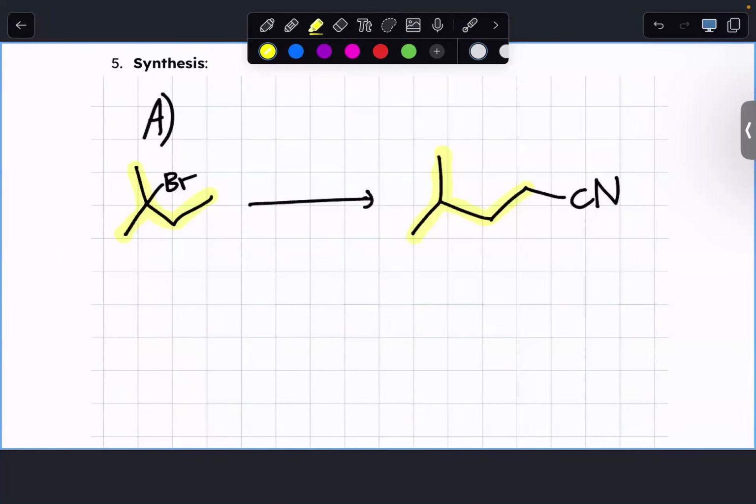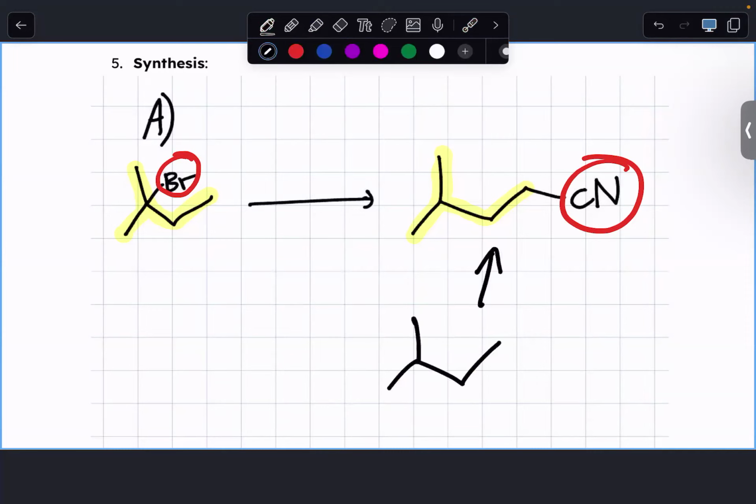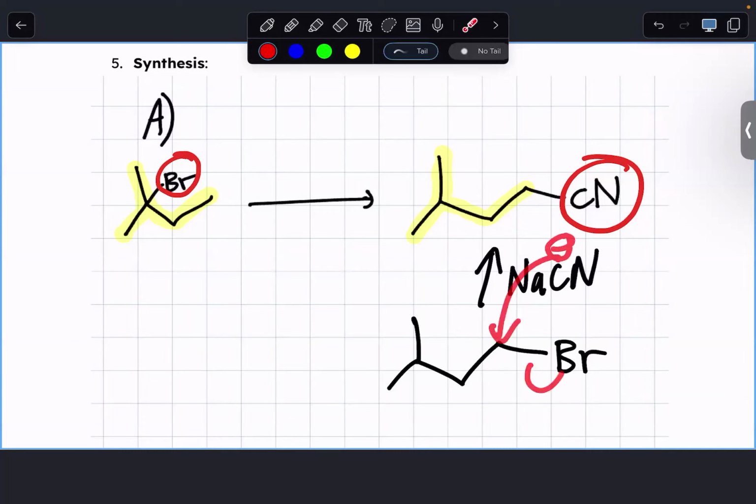Then I determine what the difference is. The difference is this bromine and that nitrile right there. Back in 19A, what is one reaction that you know could add a nitrile onto, let's say, an electrophile? Yeah, SN2, right? How can we make this carbon electrophilic? How can we give that carbon a partial positive charge? Yeah, a halogen, like bromine, right? And we could do NaCN, where that CN minus can attack that carbon and kick out that bromine to give us the CN here, right?